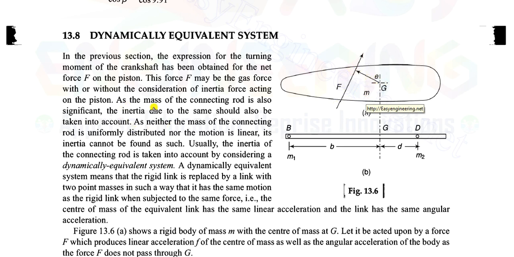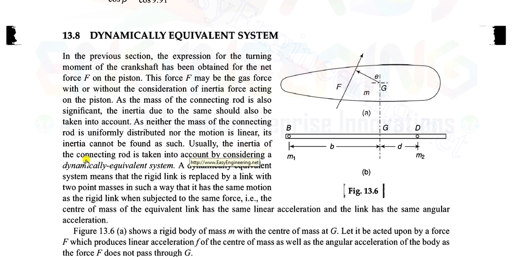As the mass of the connecting rod is also significant, the inertia due to it should also be taken into account, as neither is the mass of the connecting rod uniformly distributed nor is the motion linear. So we have both problems. First, the mass is not uniformly distributed in the connecting rod, and second, the motion is not linear. That's why its inertia cannot be found as such, as we did in the piston case.